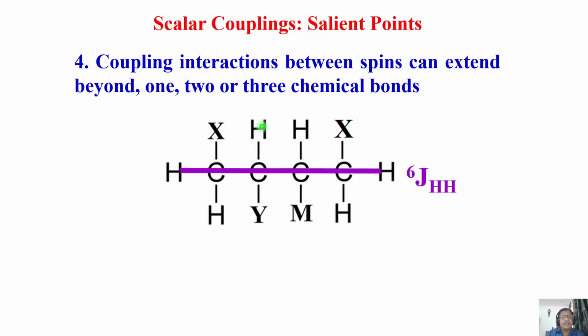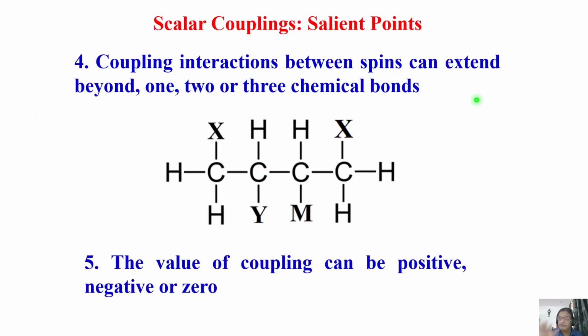So it can extend beyond 1, 2 or 3 chemical bonds. Of course, the interaction strength decreases. I will tell you later. The strength of interaction is more when it is 1 bond or 2 bonds. The same order decreases: 1 bond is larger, then 2 bond, then 3 bond, then 4 bond, 5 bond, like that. And there are always some deviations and exceptions in NMR that we will discuss later. But this is the important point. Coupling interactions between spins can extend beyond 1, 2 or 3 chemical bonds.